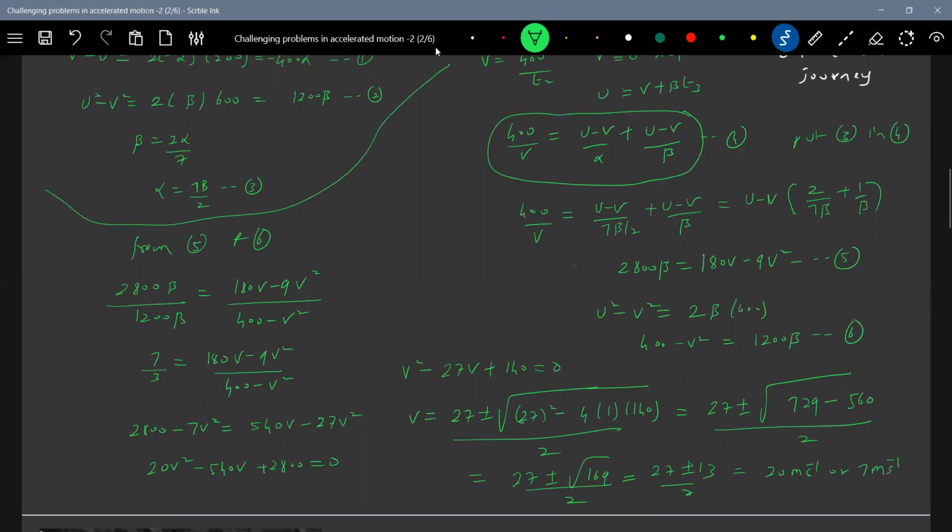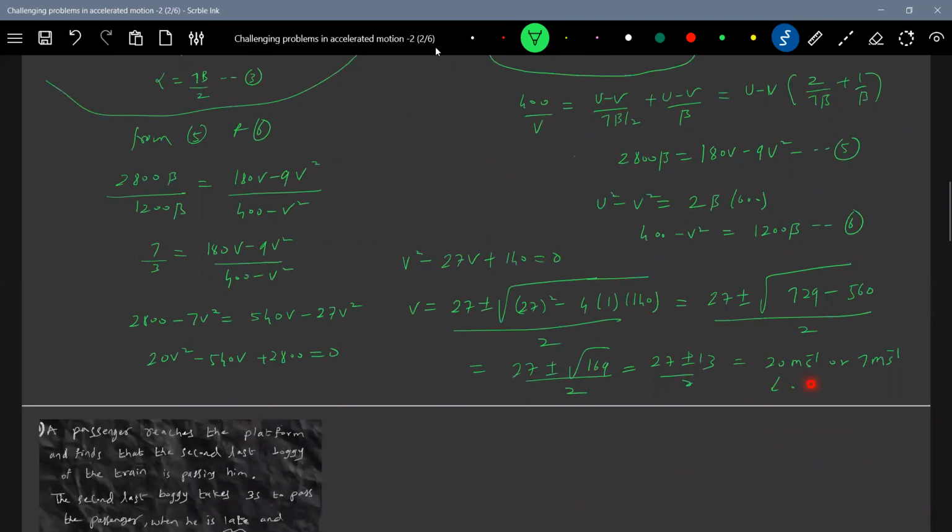Now, which one will we prefer? Okay, 20 is not possible. 7 is possible because the initial velocity is 20. The train will enter with 20 and it cannot finally have a uniform velocity of 20. It has to retard. Okay, this is what is possible.